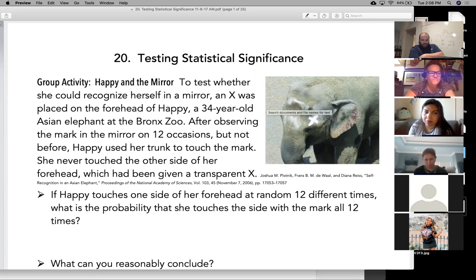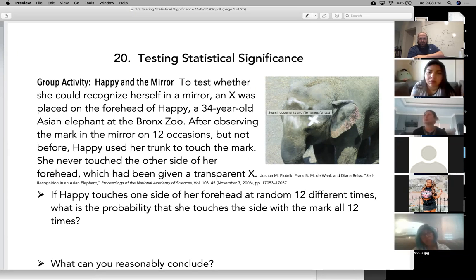So she never touched the other side of her forehead, which had been given a transparent X. What does a transparent X mean? Anyone know what that means? What's transparent mean? Doesn't it mean like in front of you? See-through. See-through.